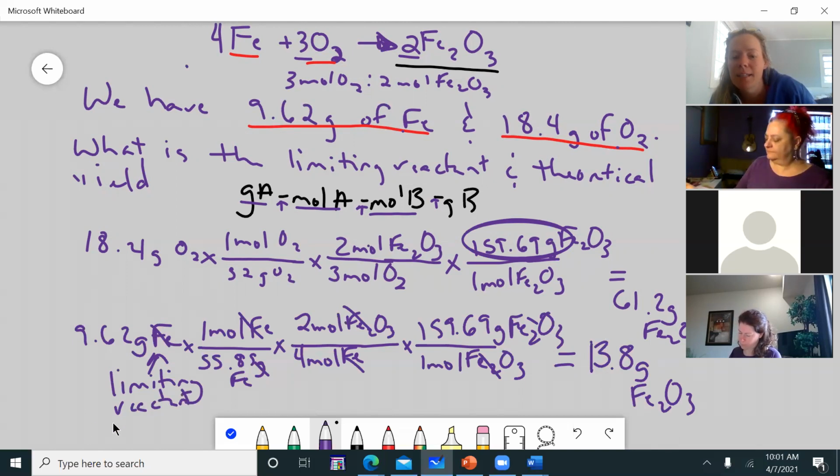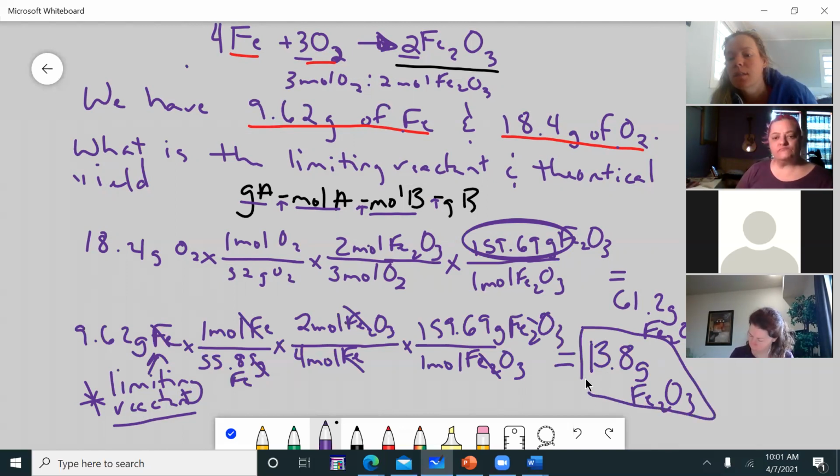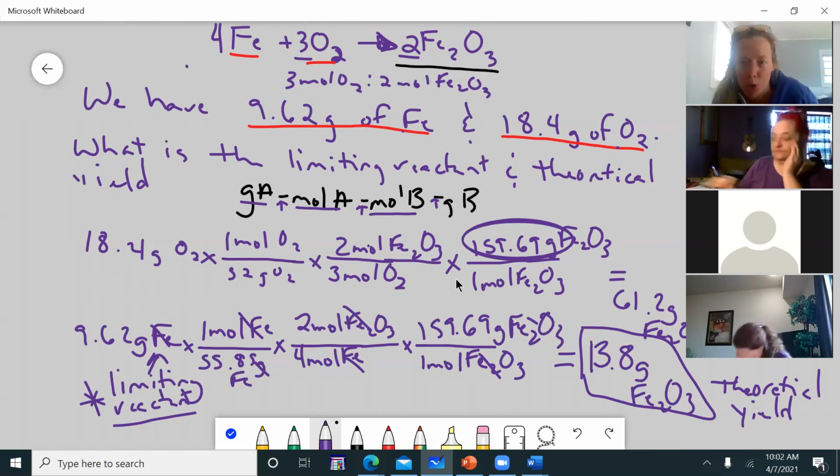The word limiting reactant is asking you which reactant is limiting. It's not a number value, okay? It's a compound value. The theoretical yield is going to be whatever gets produced from that limiting reactant. So this is our theoretical yield. If we were going to run this equation and we had these exact amounts, in theory, if I was perfect at running it, I would get this amount.